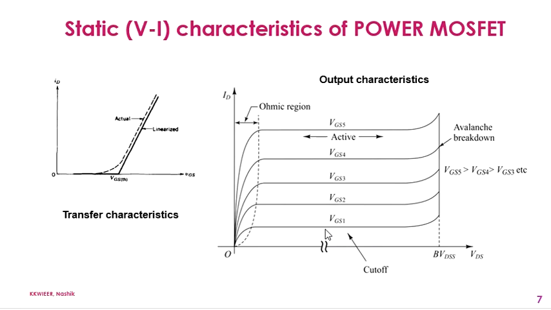So for the value of VGS1, this will be the characteristic of ID versus VDS. If we increase this value of VGS to VGS2, where VGS2 is greater than VGS1, again for a smaller amount of VDS the current ID increases. For certain values it will become constant, and after that, at the breakdown stage, it will increase suddenly.